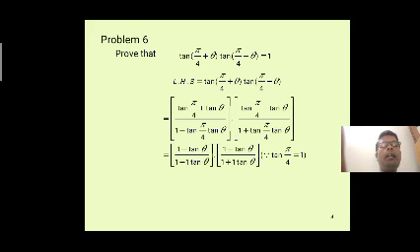Therefore we know that tan of pi by 4 is equal to 1. Okay, here 1 plus tan theta and 1 plus tan theta cancel, 1 minus tan theta and 1 minus tan theta also cancel. That is equal to 1, which is equal to the RHS also.